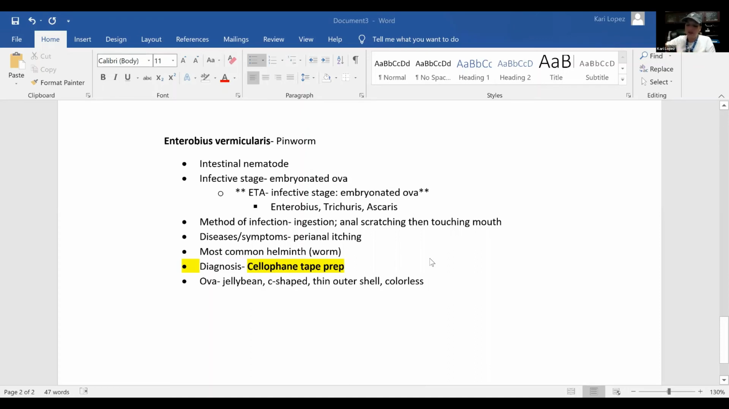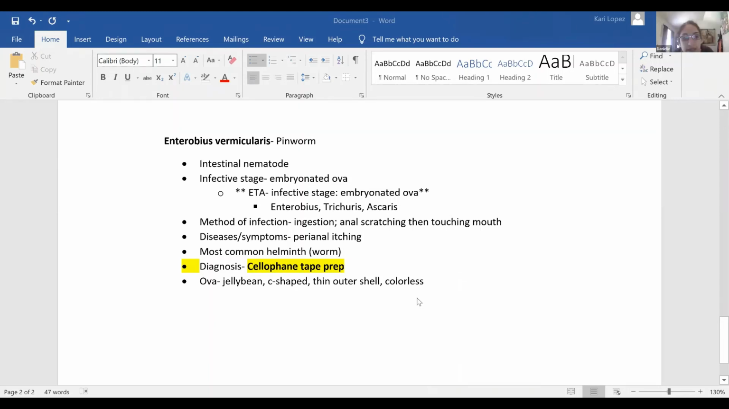So your big things for Enterobius vermicularis or pinworm: perianal itching with the cellophane tape prep. So that means it's not a stool sample, and that it's the most common helminth, and then it's common in children and has a jelly bean shape.